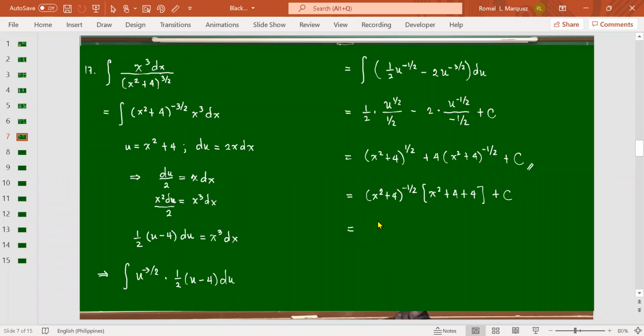Finally, we have x squared plus 8 over x squared plus 4 raised to 1/2 or square root, na? Am I right, Mark? Opo, sir. Okay. Di ba very easy? No, guys? 18. Next.